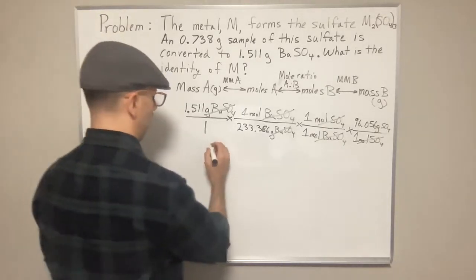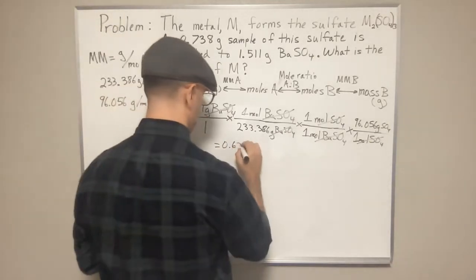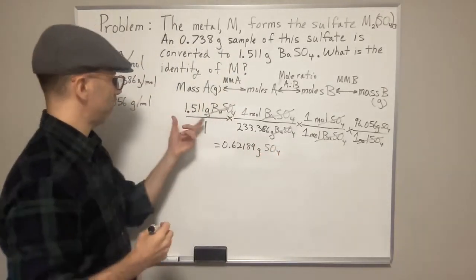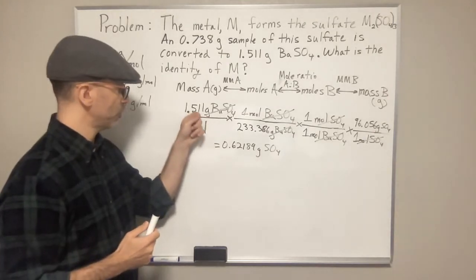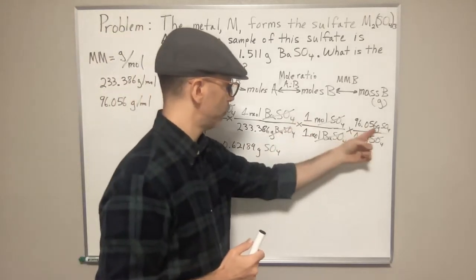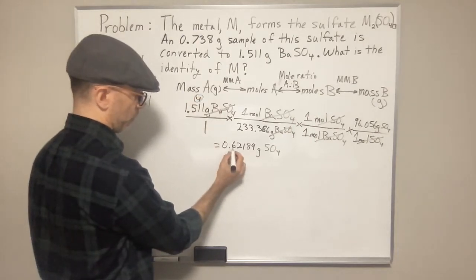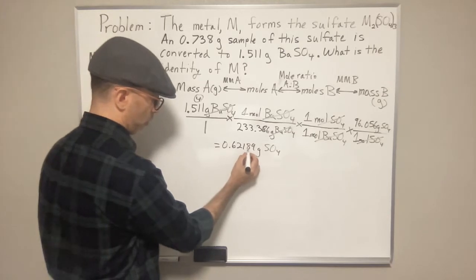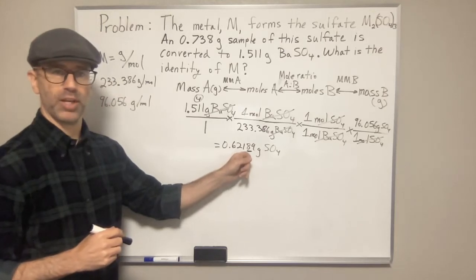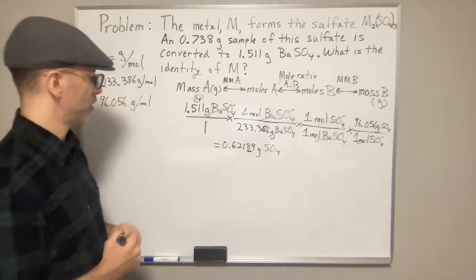So that's going to be equal to 0.62189 grams of sulfate. And then keeping in mind the sig figs, so we have 4 sig figs here, we have 6 here. This is exact, this is 5, so the least number is 4. So our answer can only have 4 sig figs. So 1, 2, 3, 4. So the 8. Keep 1 for the purpose of avoiding rounding mistakes. So we keep at least 1 extra digit.